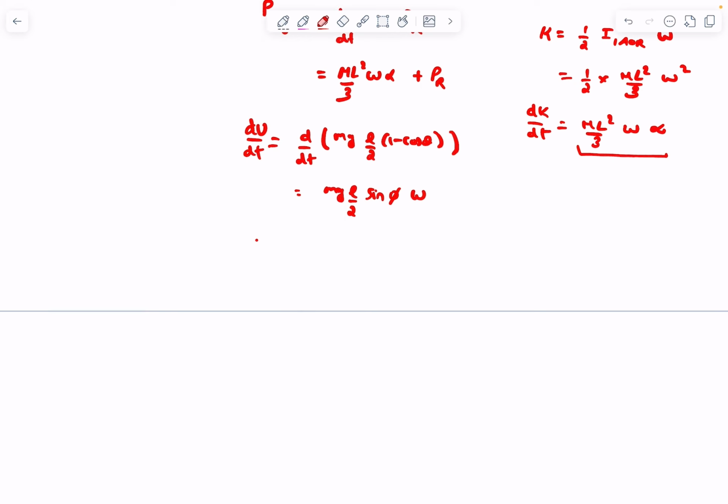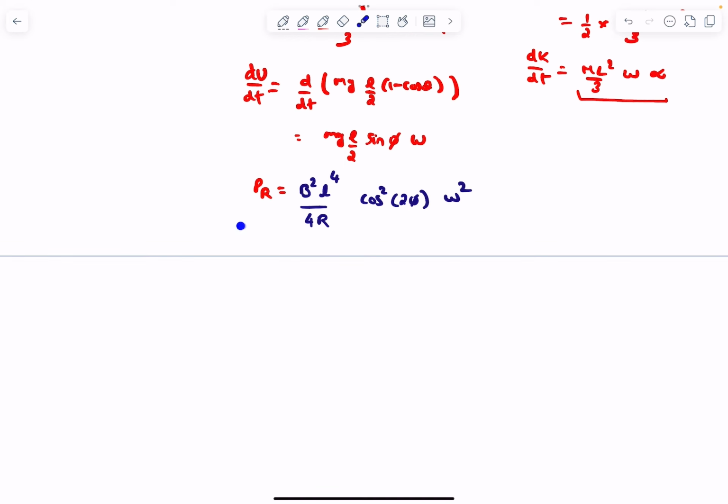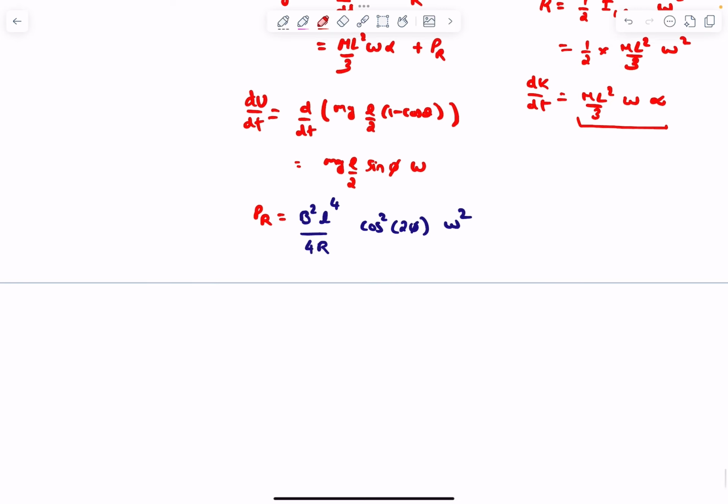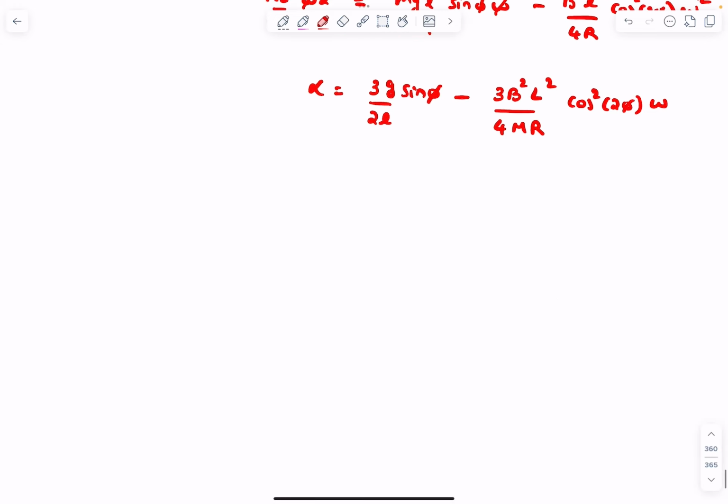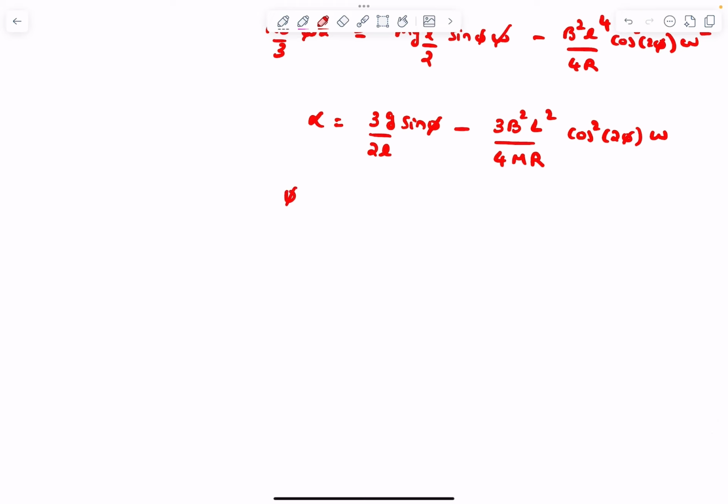Okay, so from here, the original expression for the power equation was equal to this particular value. Now we can just substitute everything in and solve for alpha. Okay, so this is the general expression that we obtain for alpha. Now they wanted us to find alpha at phi equals 45 degrees. So at that point, this expression just becomes 0. So alpha just turns out to be 3g divided by 2 root 2 L. So this will be the answer to option C.